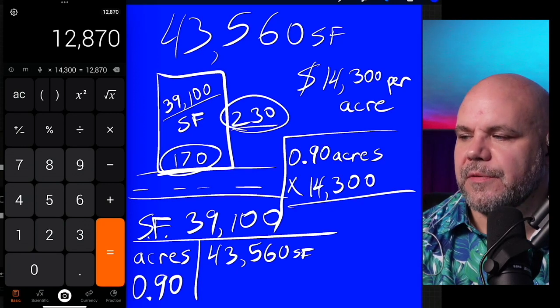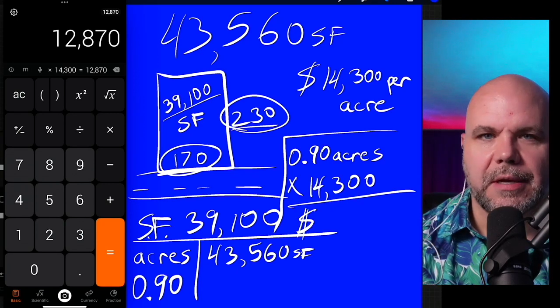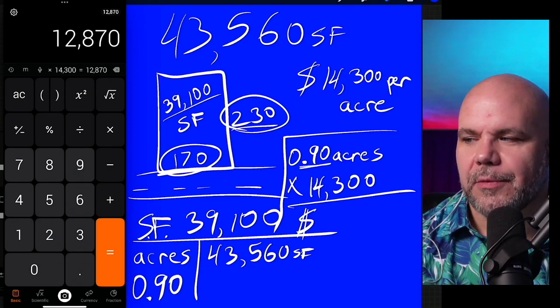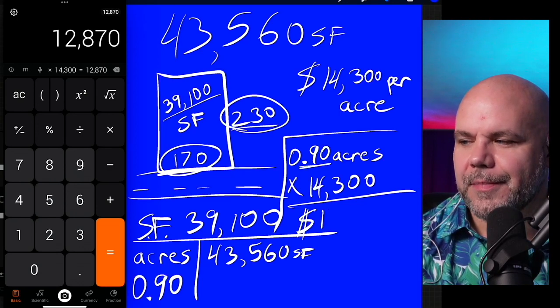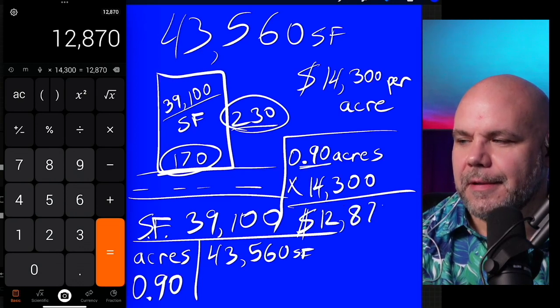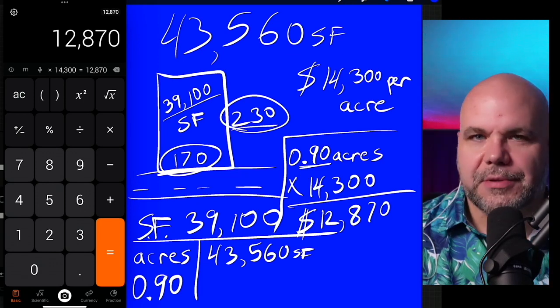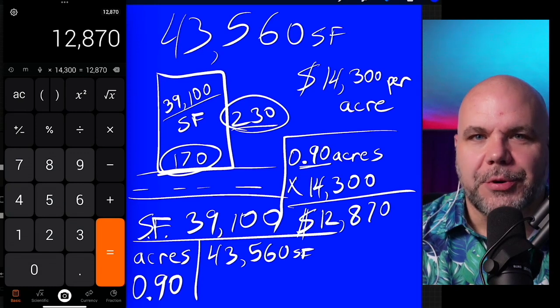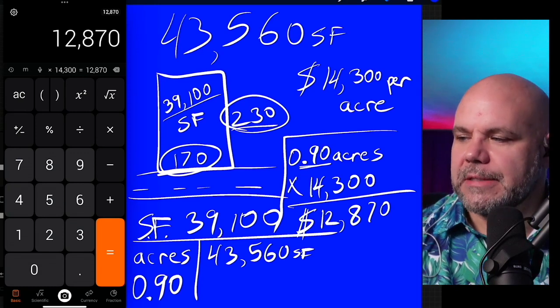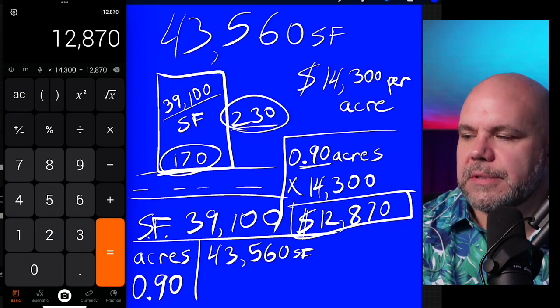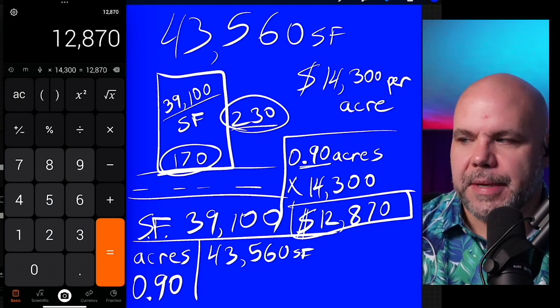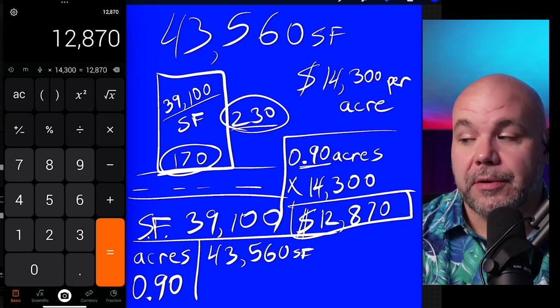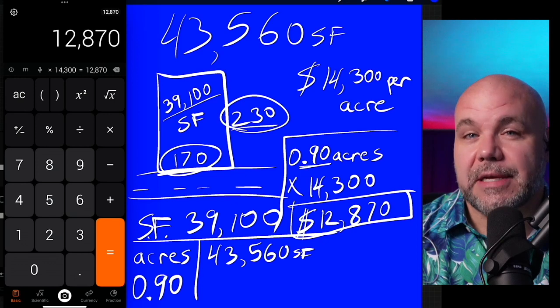So based on this information, that's a pretty big difference between 9/10 of an acre and 1 acre, right? If you make a mistake here, that seller's going to wonder where that extra $1,500 went or whatever that is. So it's important. So the expected sale price of this lot based on $14,300 per acre is $12,870.